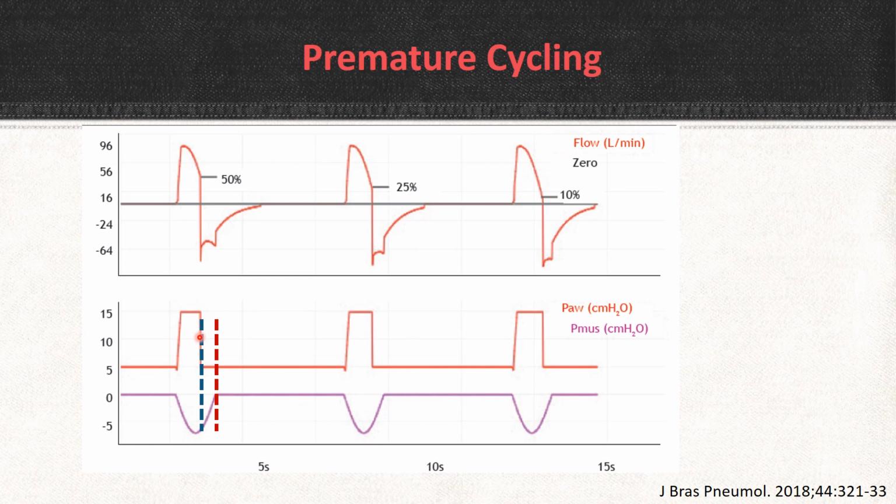So, what we can do here: cycling is set at 50. If we set it at 25, then inspiration is a little wider, and if we set it at 10, then it is even wider and almost close to the patient's effort.